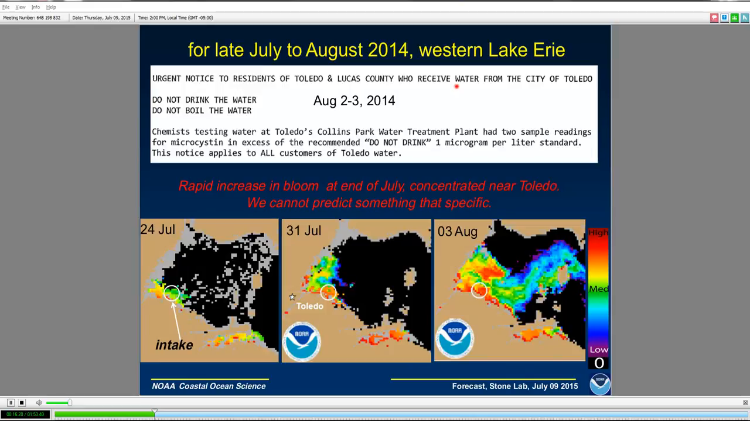You can see down here, this is the Toledo intake right in this area, and you can see how much the bloom increased from the 24th to the 31st, and the actual measurements were late on August 1st when they found the microcystin level, and continued intensification. This kind of slug of water going right over an intake is not something we can forecast well in advance. We're certainly working on the modeling in order to try to do the transport in the short term.